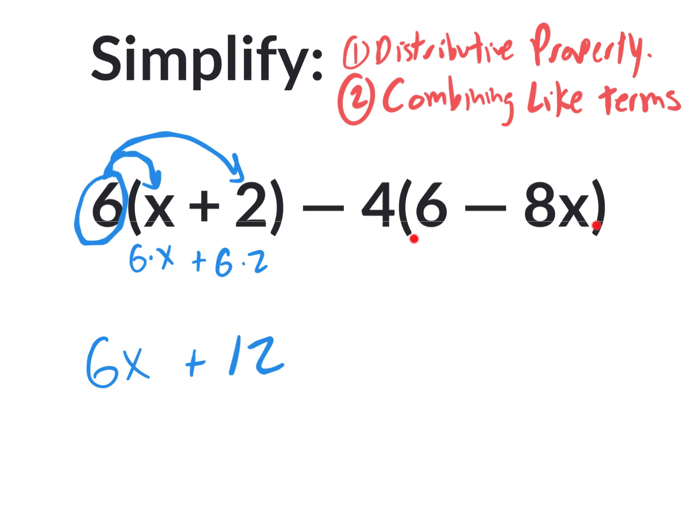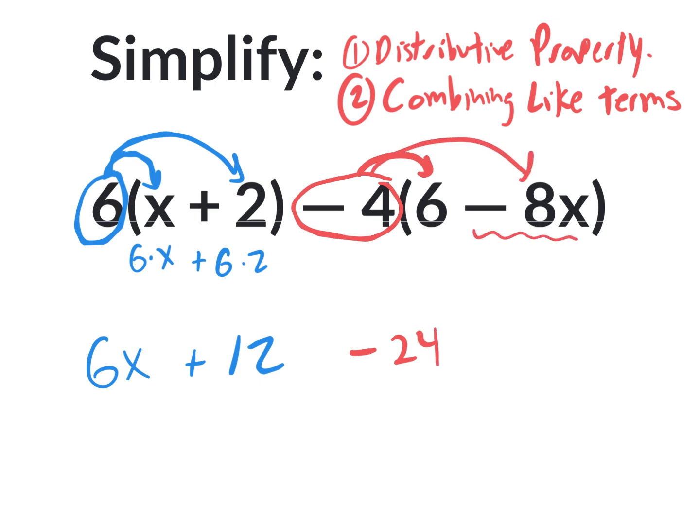Now, let's do the same for this other set of parentheses with the multiplication of -4 on the outside. So everybody circle that -4 and draw an arrow to the 6. -4 times 6, that's -24. -4 times -8, that is a positive 32 with an x. Again, if you're not too good with your multiplication tables, you're able to use calculators. So no excuses, you guys should get this right. That is distributive property.